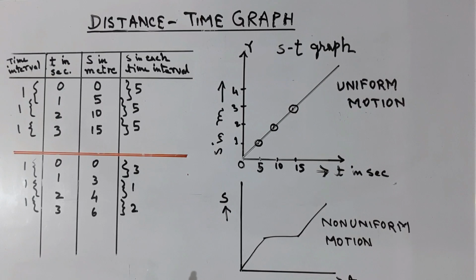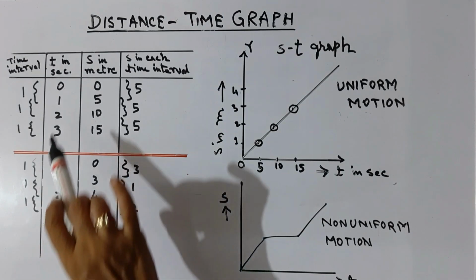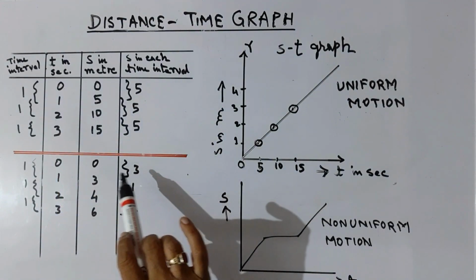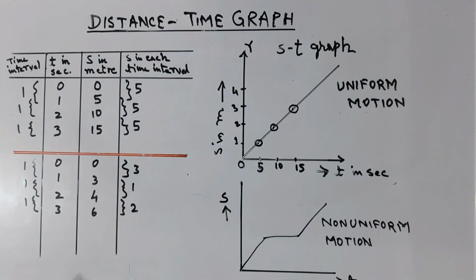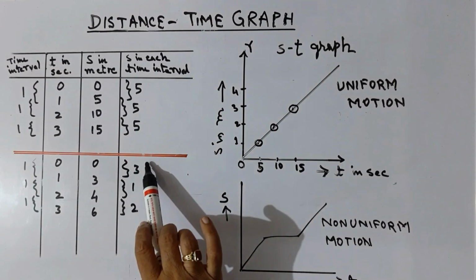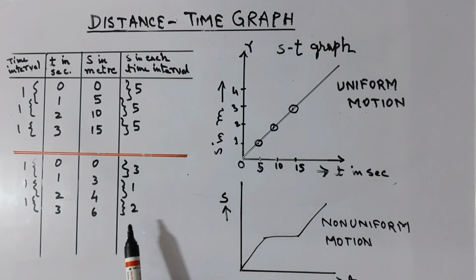Now let us take another example. Here again the time interval is the same, 1 second for each, and the distance travelled is 0, 3, 4 and 6 at time intervals 0, 1, 2 and 3 respectively. In this case, the distances travelled in each time interval are not the same. 3, 1 and 2, they are all different. So this is a case of non-uniform motion, and when we plot the graph, we find that the nature of the graph is somewhat like this. This is not a straight line. It is a ladder-like structure, but it may be any other type. It is not a straight line. So such a case is for a non-uniform motion.